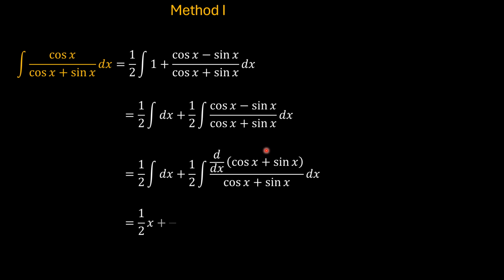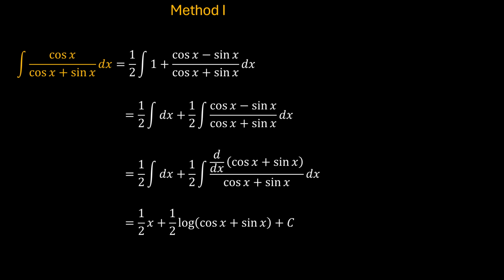And so integrating 1, it becomes half x, plus we have, if you have a function that is a fraction whose numerator is the derivative of the denominator, we know that when integrated, it is the natural logarithm of whatever is in the denominator. And so what we have here is half natural logarithm of cosine x plus sine x, obviously plus the integration constant. And that is it. That's what was required of us.